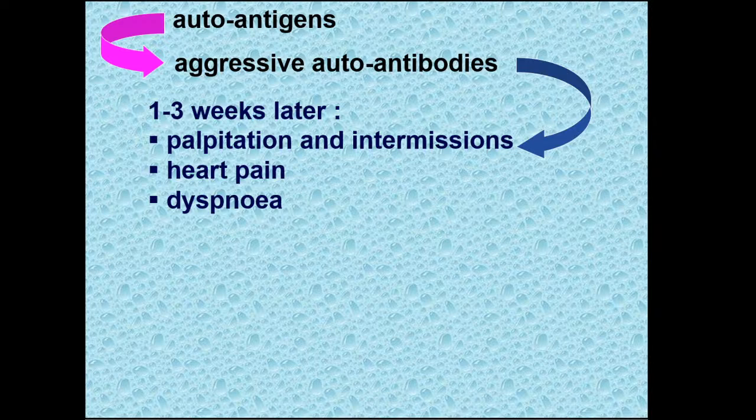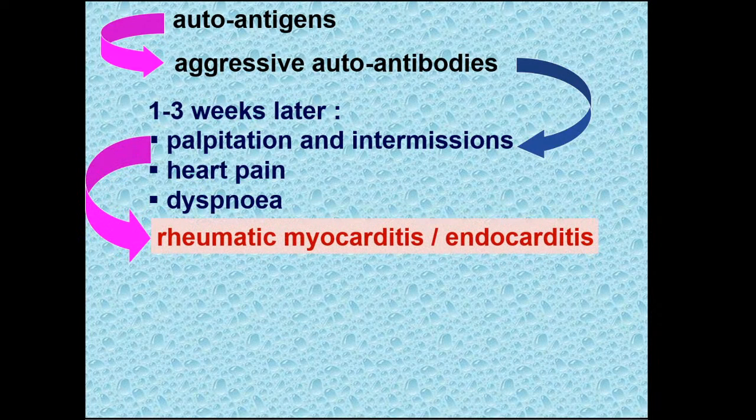Later, the patient feels problems which indicate affection of the heart. It is palpitation, sometimes interruptions. The patient feels discomfort or pain in the heart region, and dyspnea because of disordered heart contraction. We are talking about rheumatic myocarditis. It is easier because rheumatic myocarditis can be completely treated without any complication.